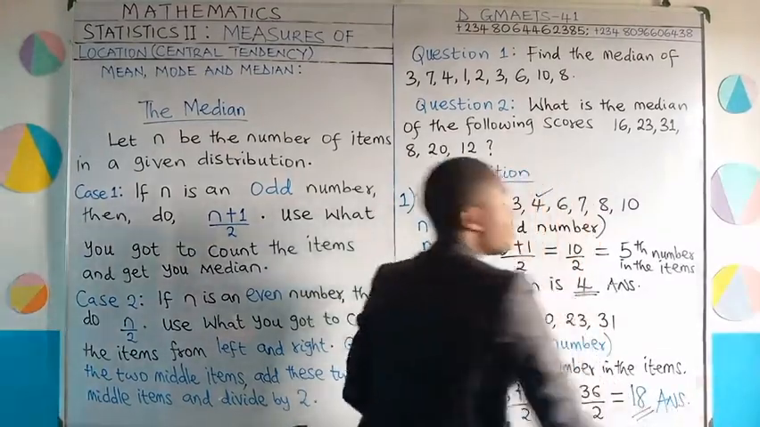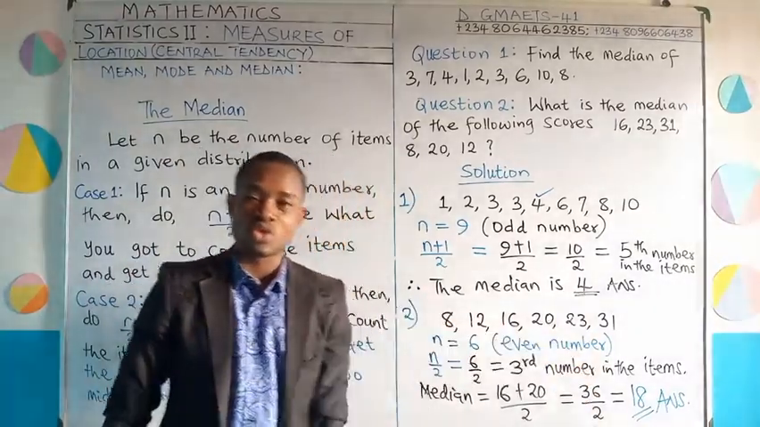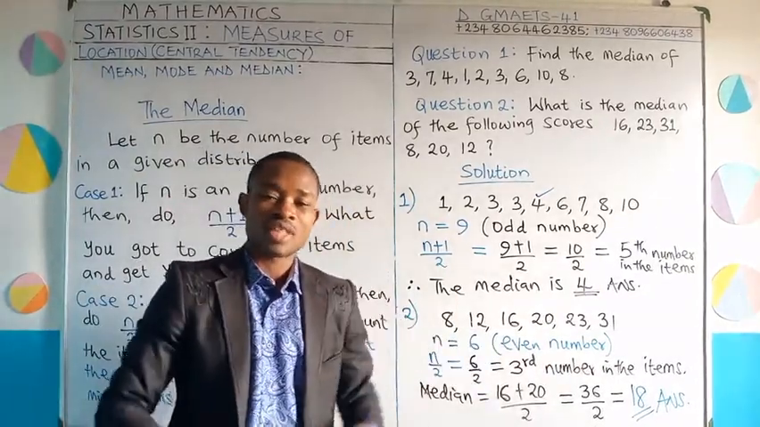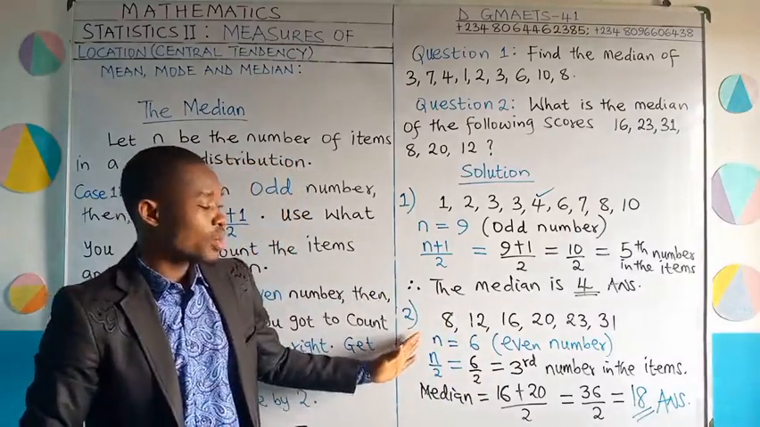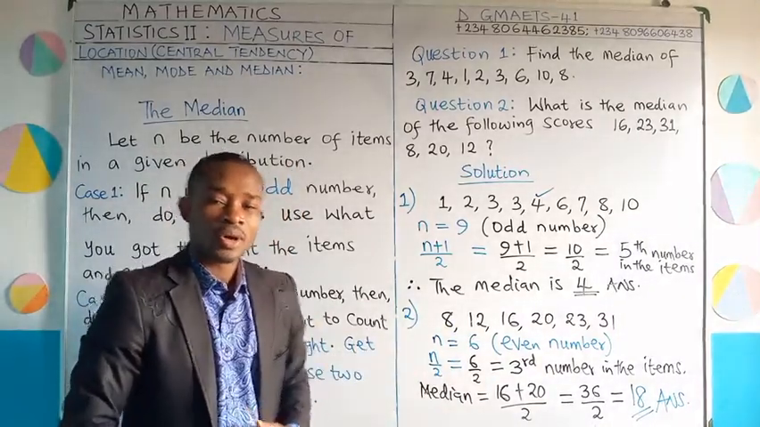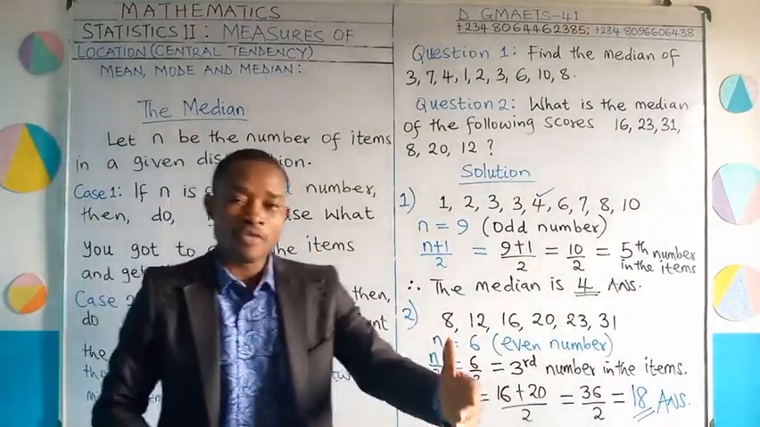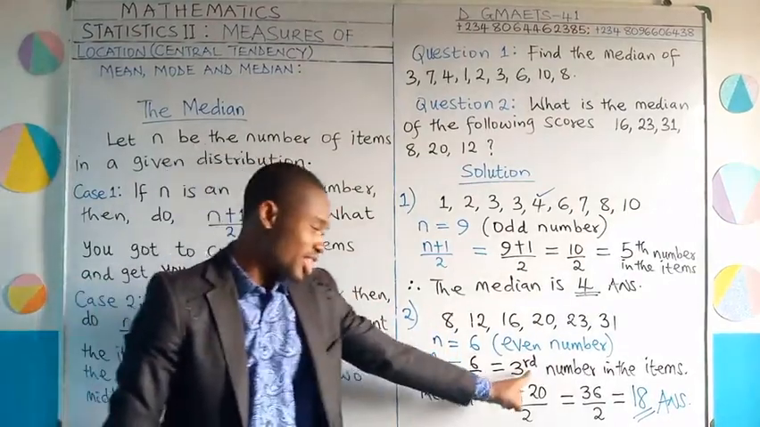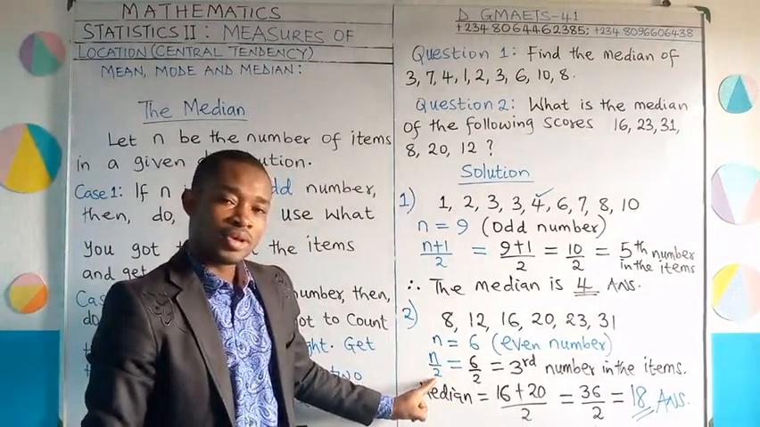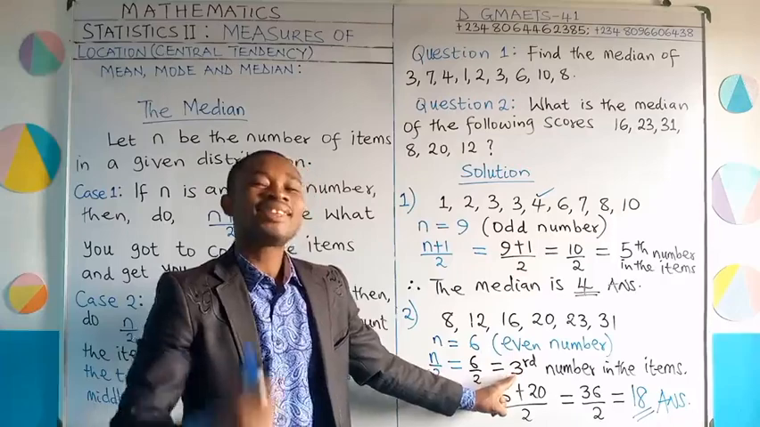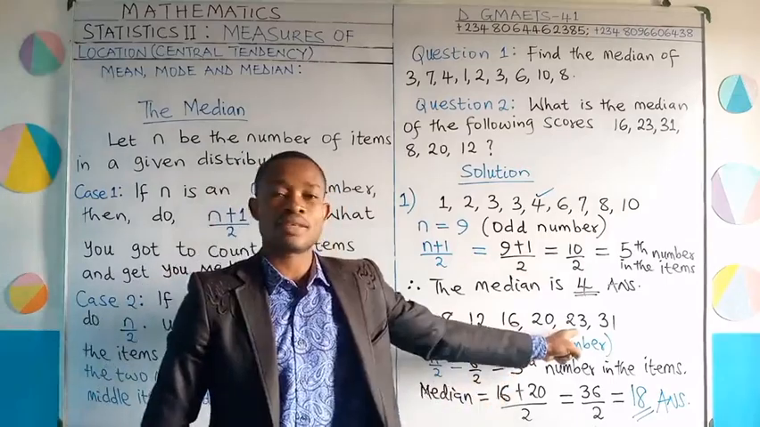So you see what you do after arranging the items in the distribution given to you: count the number of items. That will help you to know if n is an even number or an odd number. In question number 2, n is an even number. So according to case 2, what you have to do is n over 2. n over 2 will give you a position. That position is third, because n is 6, divided by 2. 6 divided by 2 gives you 3. That 3 simply tells you that the median number is the third number in the distribution.